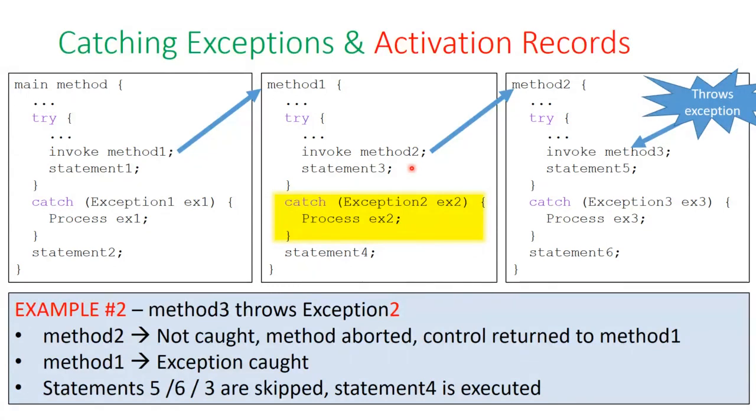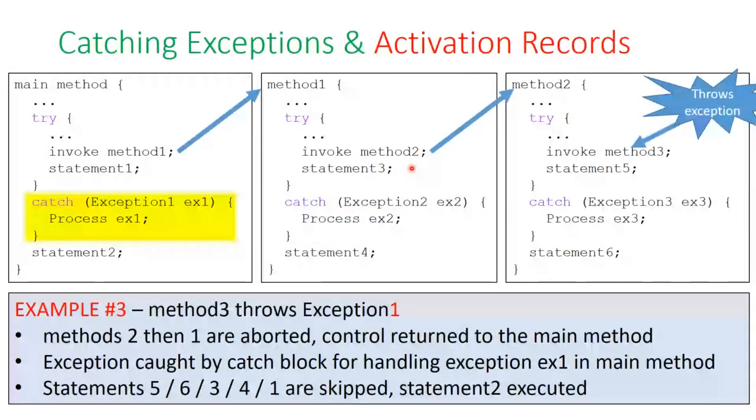So the worst case scenario in terms of complexity will be this one, example 3. What if now method 3 right here raises an exception that's called exception 1? Well, let's run through it one last time. Method 3 raises exception 1. It throws exception 1, so the method 3 call aborts. We return here. Because we have an exception and we were in a try block, we jump to the end of the try block. Statement 5 is skipped.